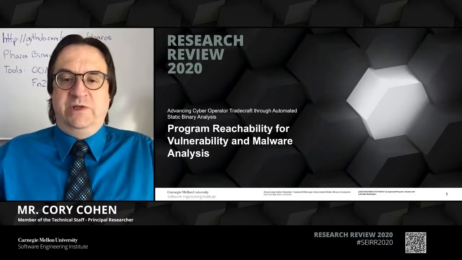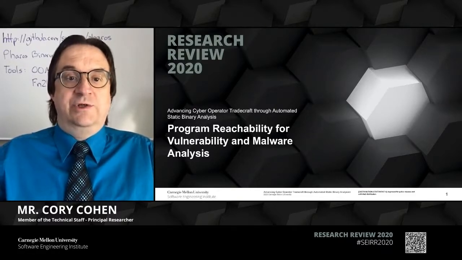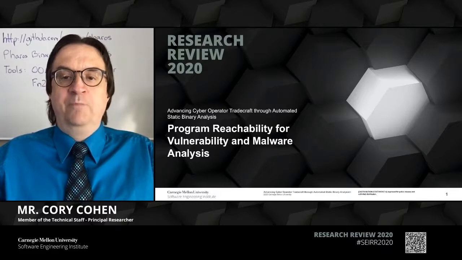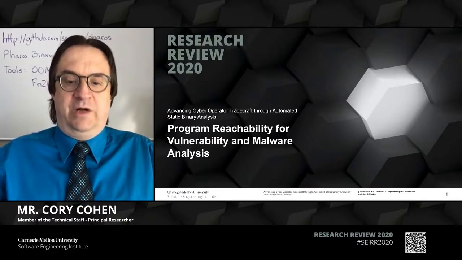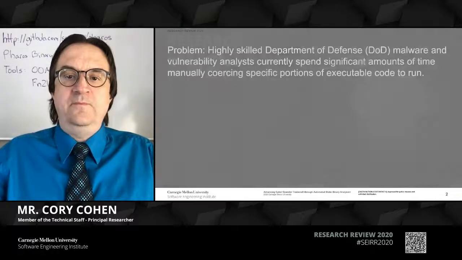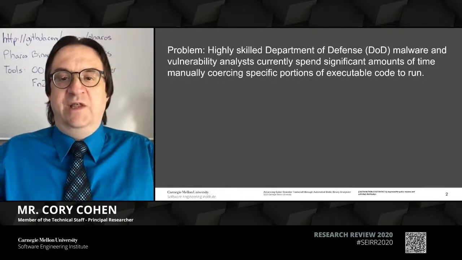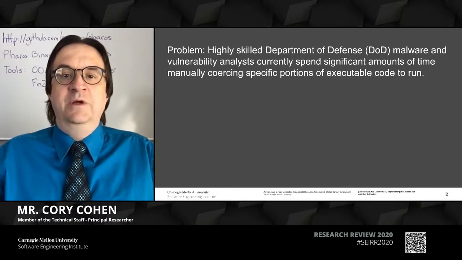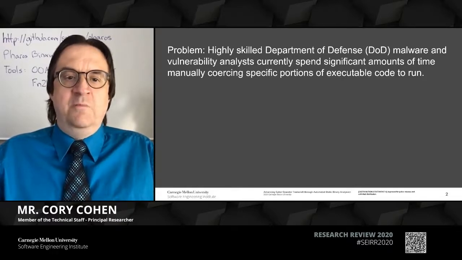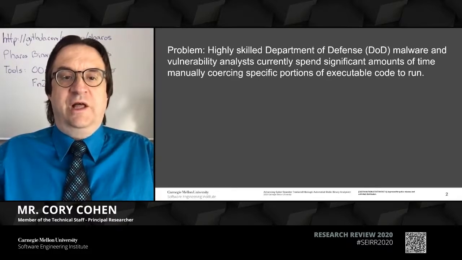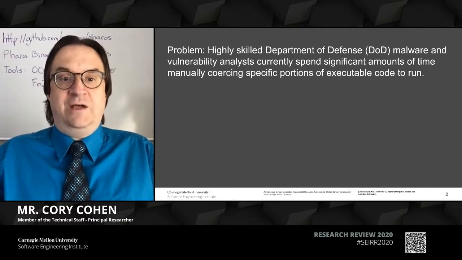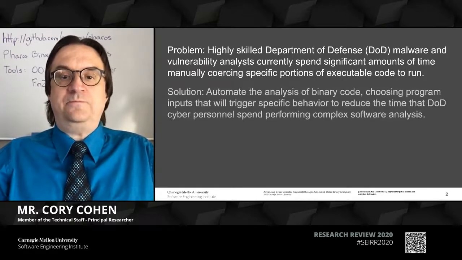In this portion of the presentation, we're going to be talking about an early research topic that the team has been investigating: program reachability for vulnerability and malware analysis. The problem that we're facing here is that highly skilled Department of Defense malware and vulnerability analysts currently spend significant amounts of time manually coercing specific portions of their executable code to run. Basically what we're saying here is that they have a vulnerability or a piece of malicious code that they'd like to see execute. They don't know how to get it to execute. And so they have to figure out how to execute it before they can begin analyzing it.